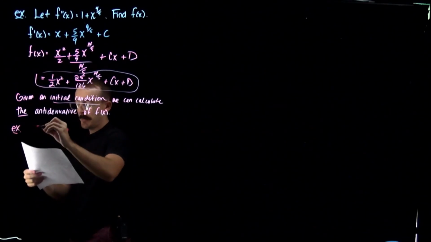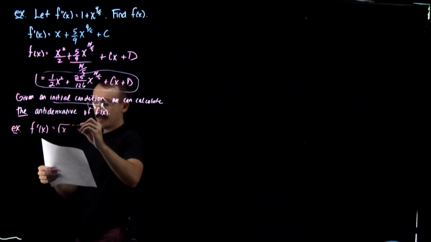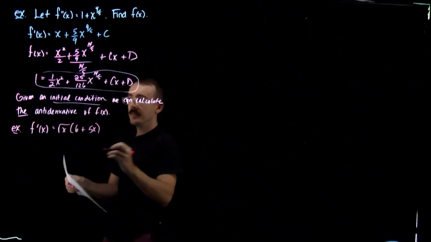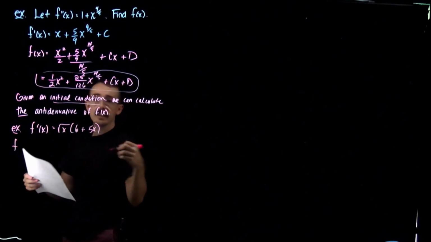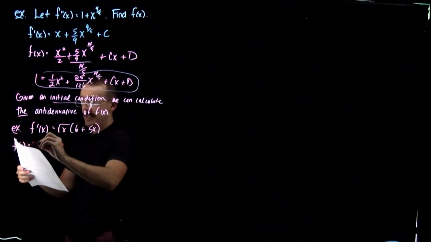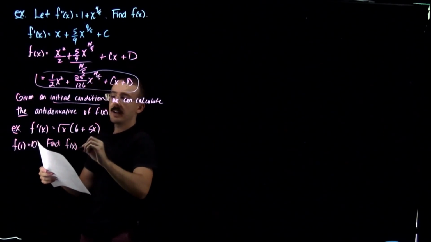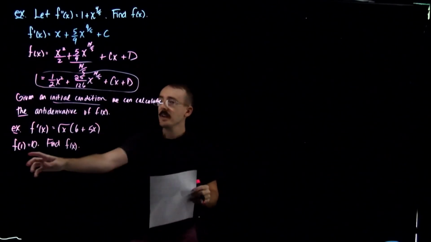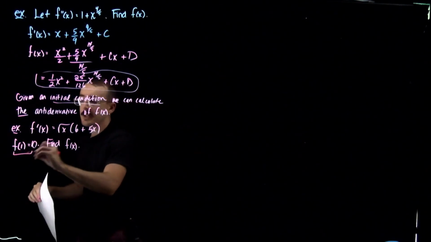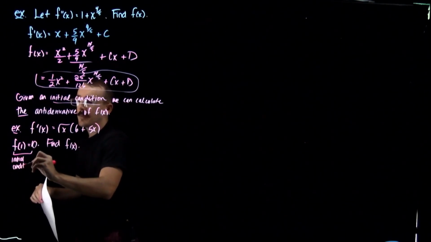My example is going to be f prime of x is the square root of x times 6 plus 5x. And I'm given an initial condition. So this is another thing given in the problem. I know that the original at 1, so f of 1 is 10. And we're going to find f of x. So this right here, where they told you the original function at 1 is 10, this is called an initial condition. So they would give you this in the problem statement.